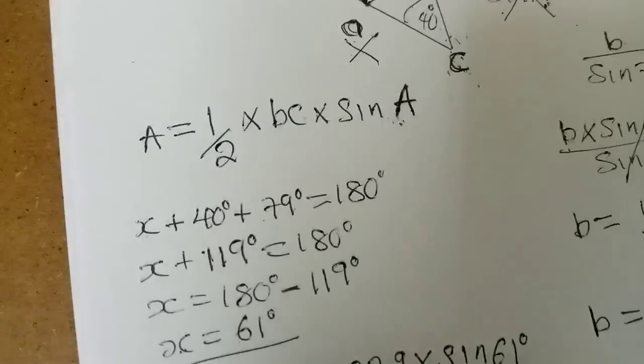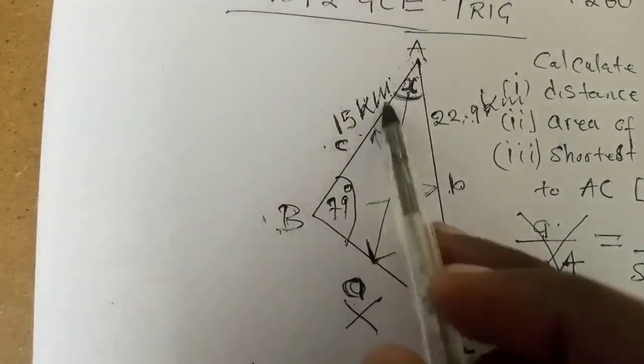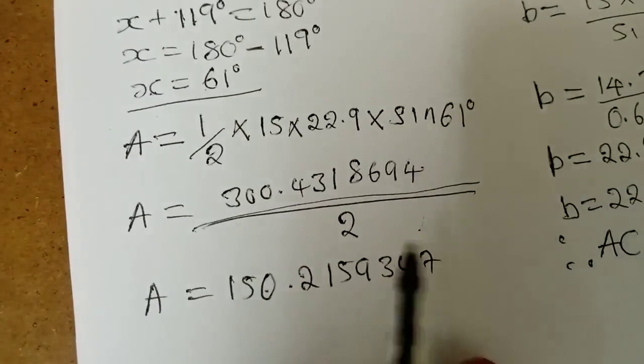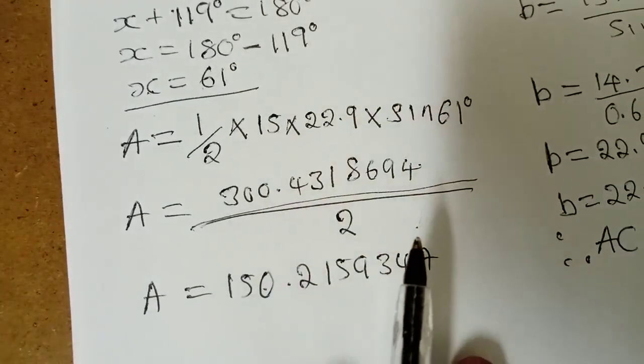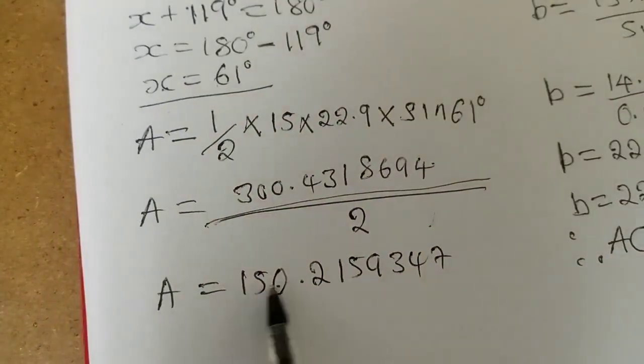So we have kilometers, and you remember I said that you round off the answer to three significant figures: 1, 2, 3.